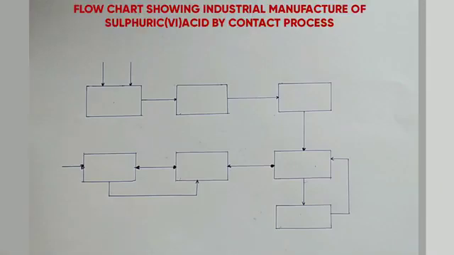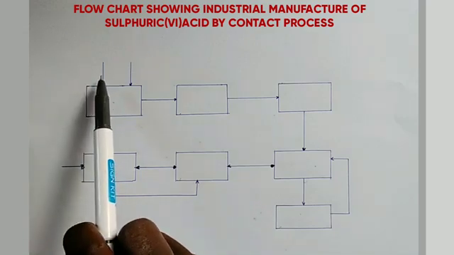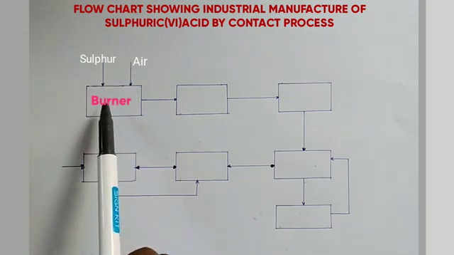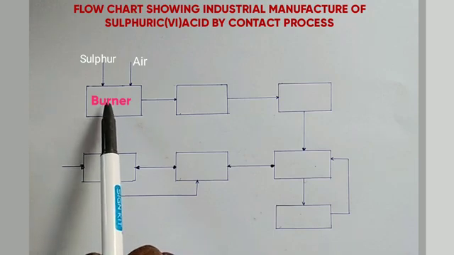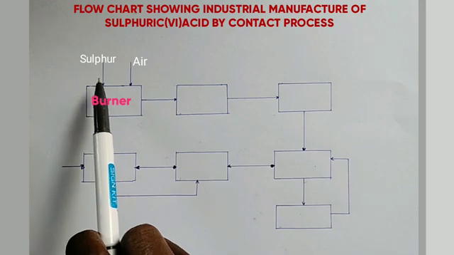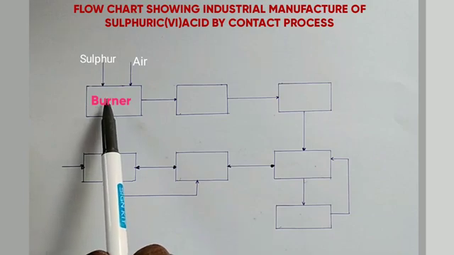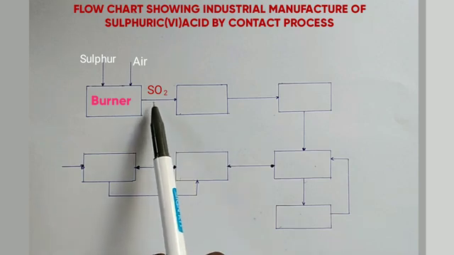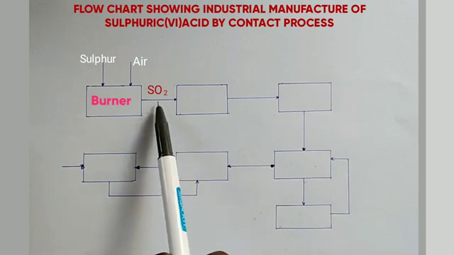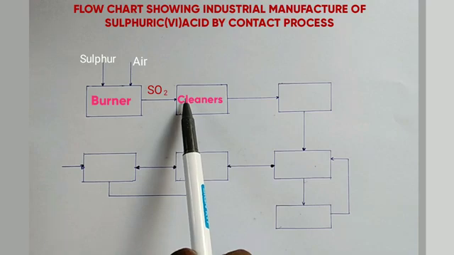Industrial manufacture of sulfuric acid, that is by the contact process. The raw materials, which are sulfur and air, enter the burner. In the burner, sulfur reacts with oxygen to form sulfur oxide. We can also have metal sulfide, e.g. zinc sulfide, which reacts with oxygen in the burner to form zinc oxide and sulfur oxide. So the sulfur oxide and air mixture is pumped into the cleaners, which remove dust particles.